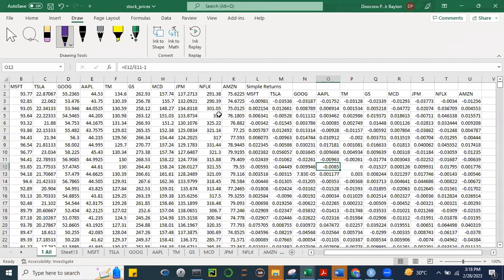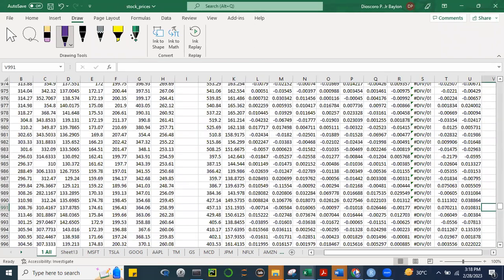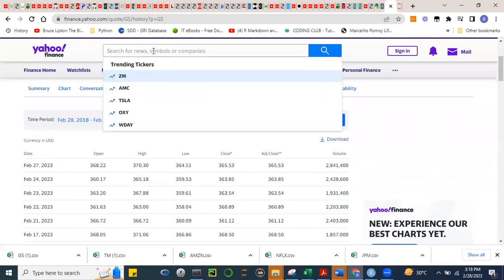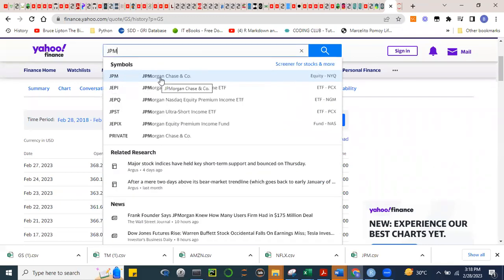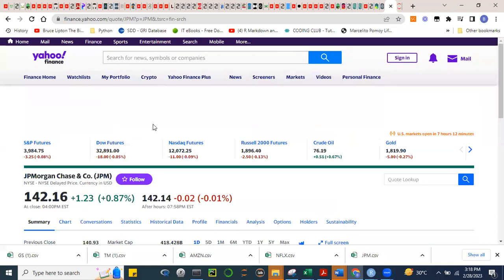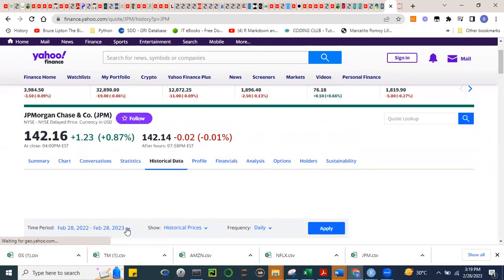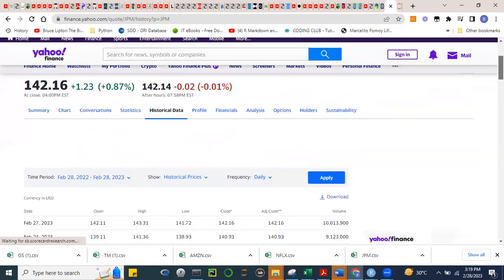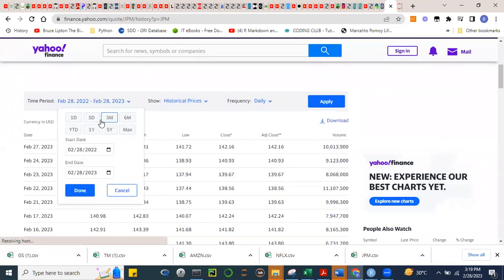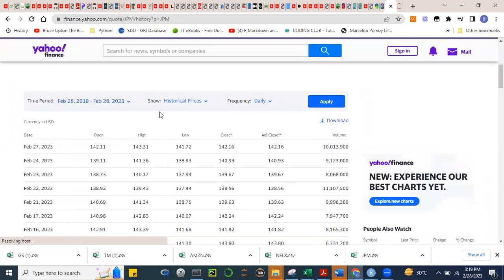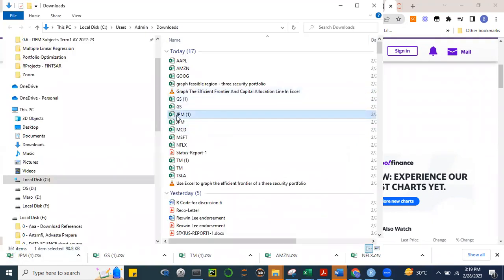This one is JP Morgan. Okay, I think that's the only one left. So JPM, JP Morgan Chase and Company. So historical data. Okay, again, 25 years. 5-year data. Okay, right, download. Open JPM1.